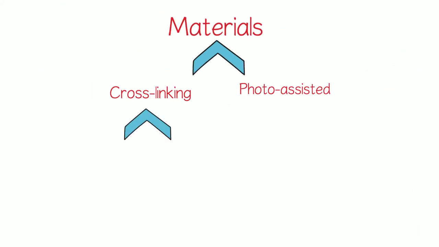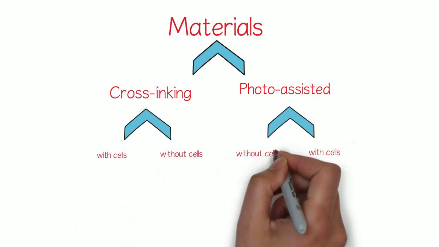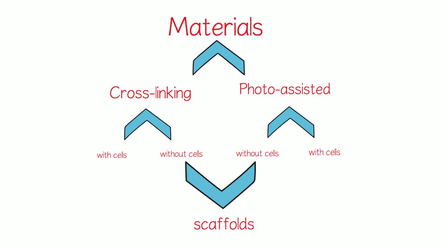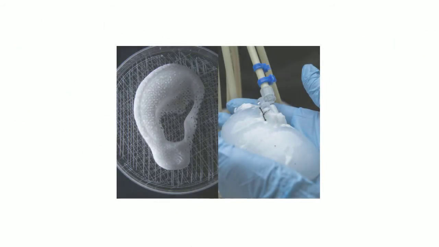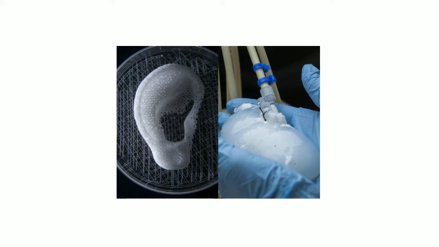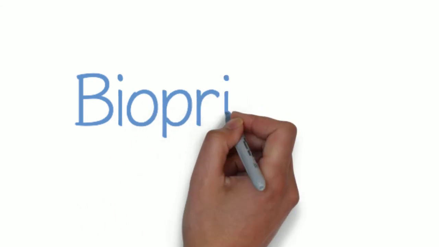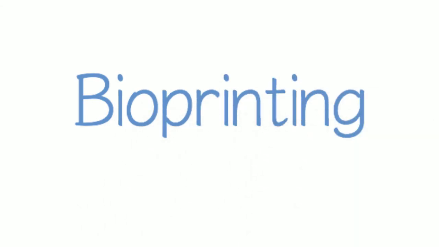While selecting materials, one has to choose whether to use cells while printing or use them after, and therefore create a scaffold. A scaffold is a mold of an object that will later have cells added to it after the 3D printing is complete. There are three types of techniques in bioprinting.